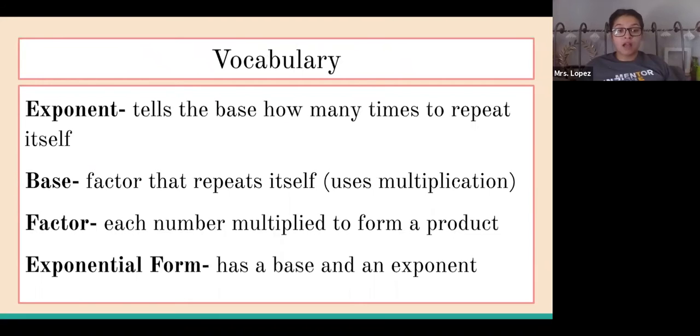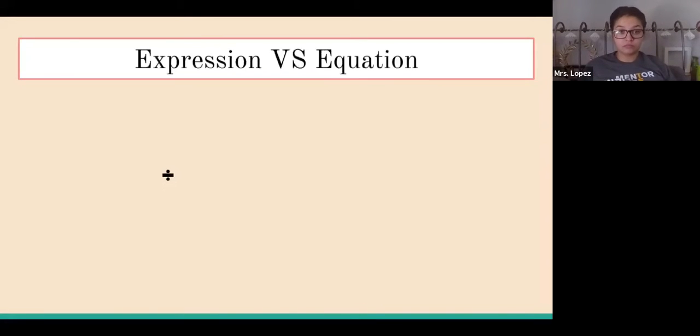Before we do get that started, we want to go over some vocabulary. We have exponent. That's just going to tell the base how many times to repeat itself. We have a base, and that's a factor that repeats itself using multiplication. We have a factor, which is each number multiplied to form a product, and then exponential form that just has the base and the exponent.